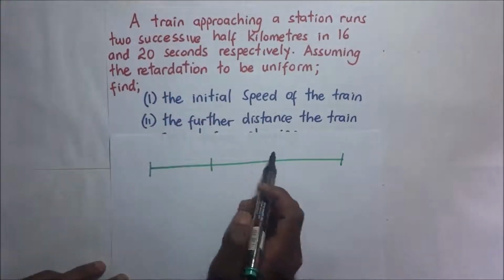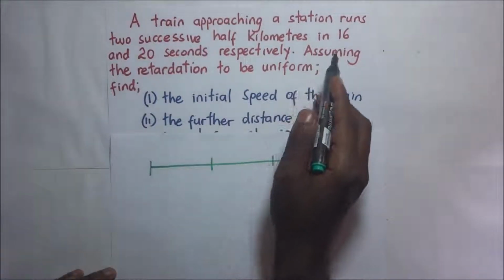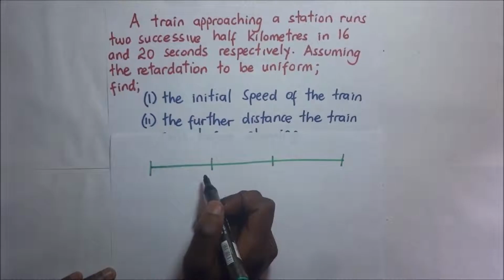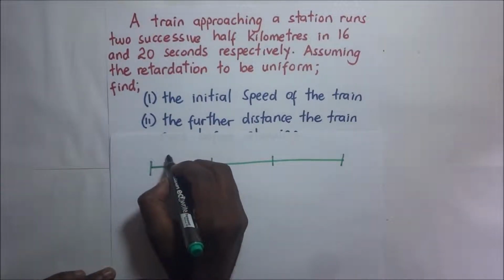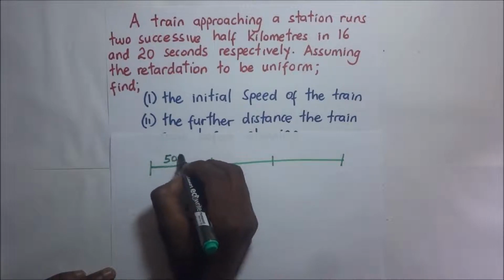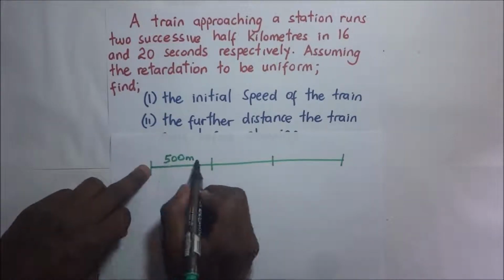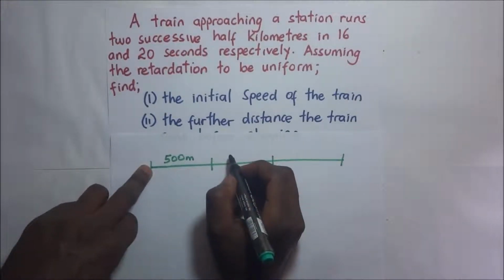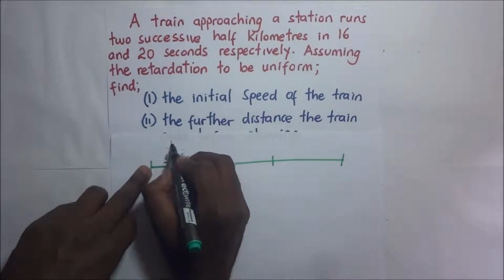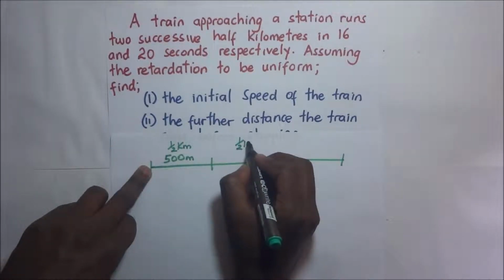A train is approaching a station. It is going to run 2 successive half kilometers in 16 and 20 seconds. We know that half a kilometer has got 500 meters. So we have the first half a kilometer, which is 500 meters. We shall use 500 meters; we are converting the kilometers to meters. So this is half kilometer, and that is half kilometer.